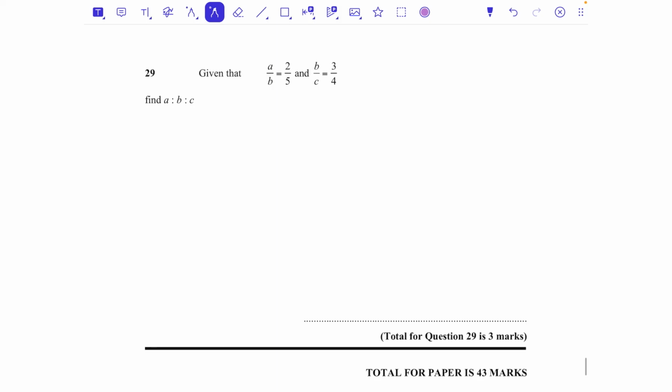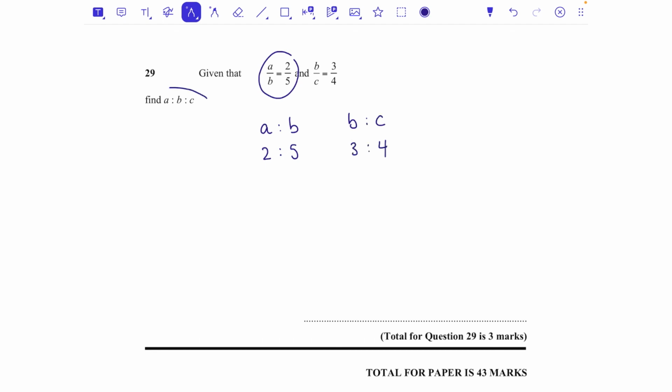Okay, question number 29. Given that A over B is 2 over 5 and B over C is 3 over 4, find the ratio A to B to C. Looks terrifying, but let's just write it differently. If A over B is 2 over 5, then the ratio A to B is 2 to 5. If B over C is 3 over 4, then the ratio B to C is 3 to 4.